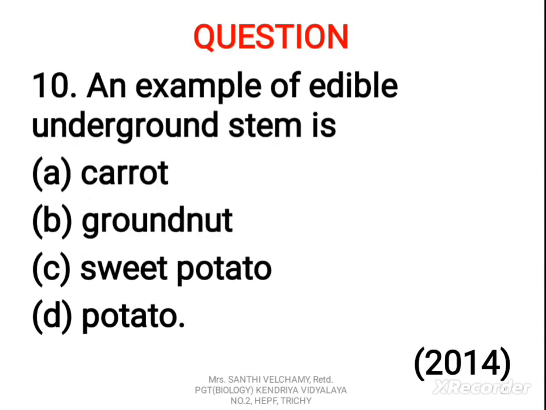Now let us go to the 10th one. An example of edible underground stem is A. Carrot, B. Groundnut, C. Sweet potato, D. Potato. The correct answer is D. Potato. So when you observe, the carrot and sweet potato are root modifications, while the edible part of groundnut is seed. So potato is an edible underground stem.